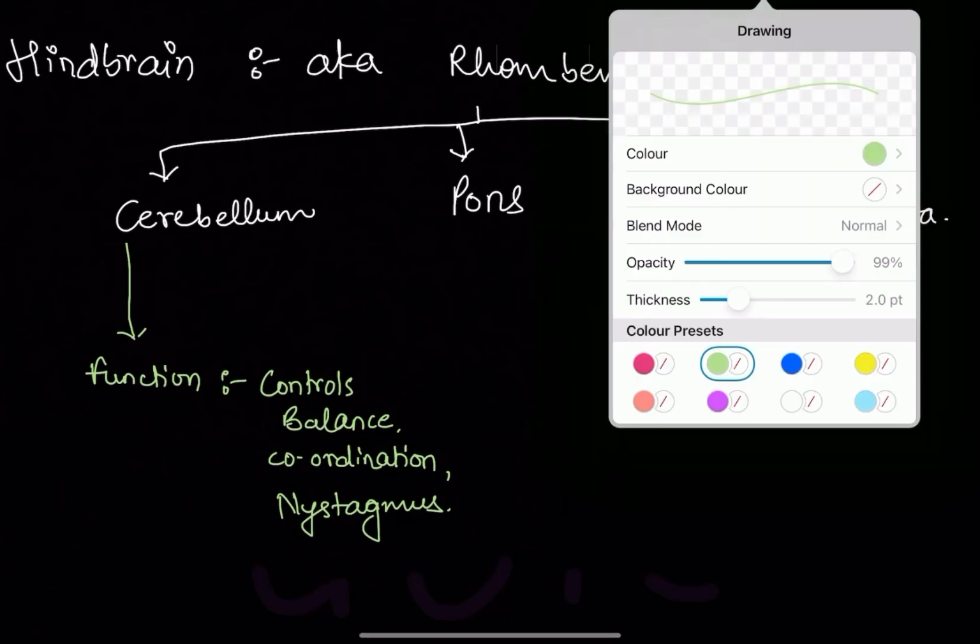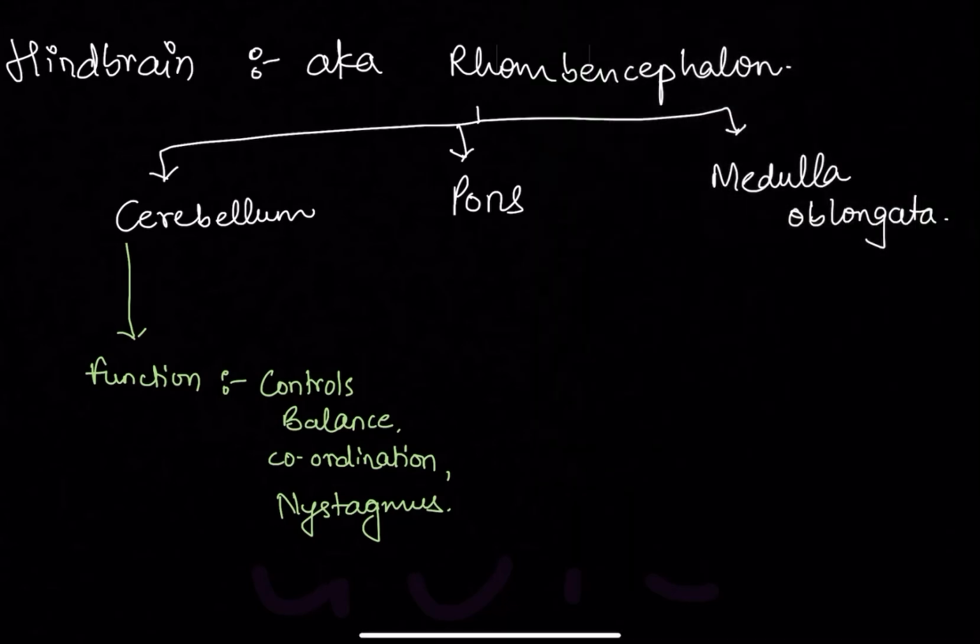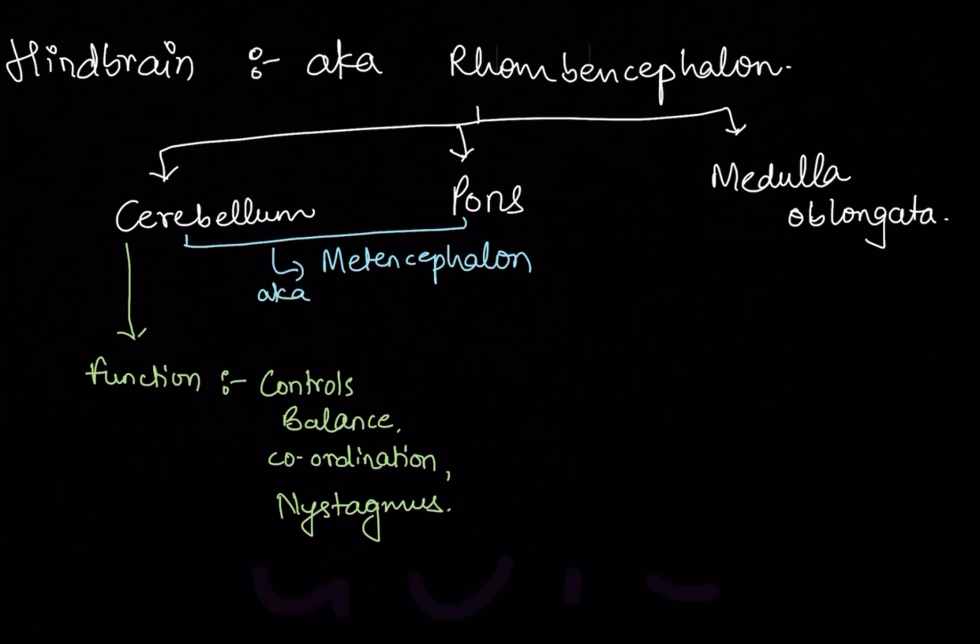Now the cerebellum and pons together are known as metencephalon. What is it known as? Metencephalon. Okay, and medulla oblongata alone is known as myelencephalon. What is it known as? Myelencephalon.